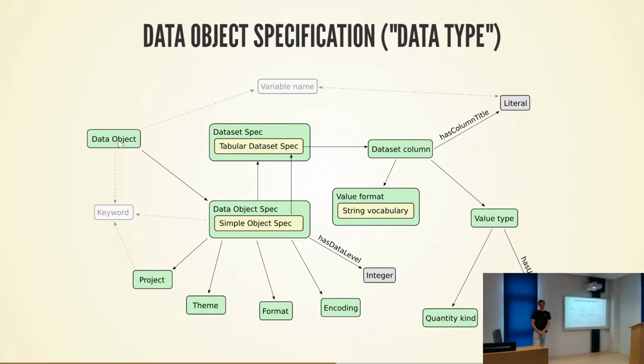So the data object is the center of the metadata universe, actually. This picture shows our metadata universe, and this picture describes the content of it.